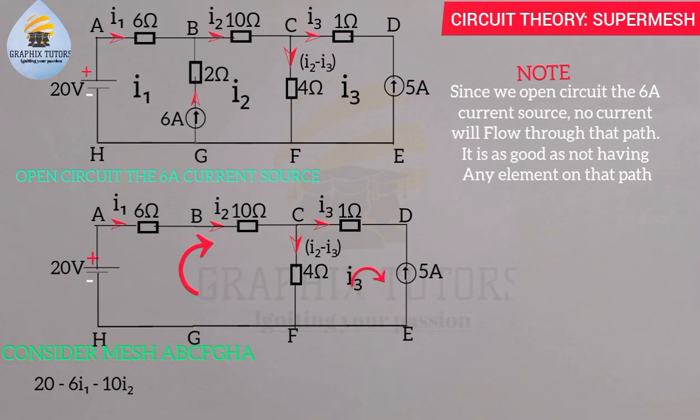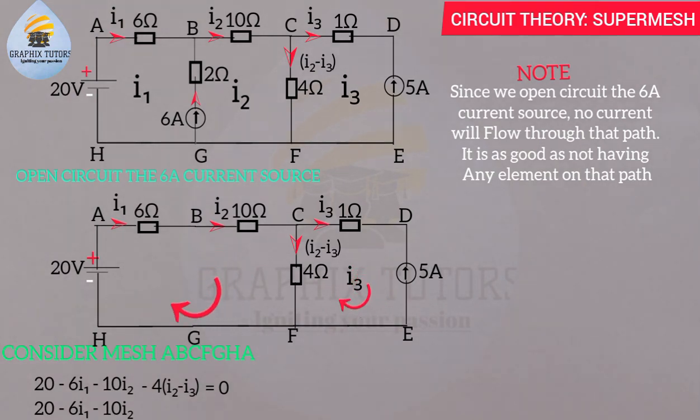So into bracket, I2 minus what? I3, the 4 is there, equals to 0. Now if we proceed, we'll be having 20 minus 6I1 minus 10I2 minus 4 times I2 give you minus 4I2, minus 4 times minus I2 give you plus 4I3, right? Equals to 0.